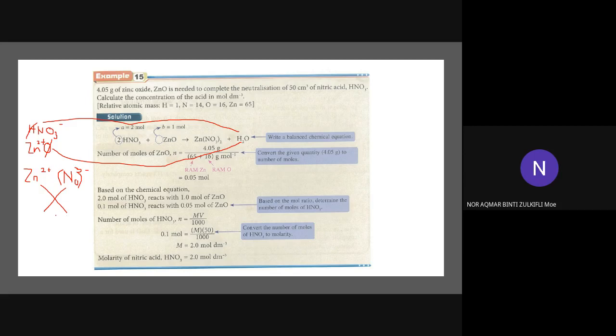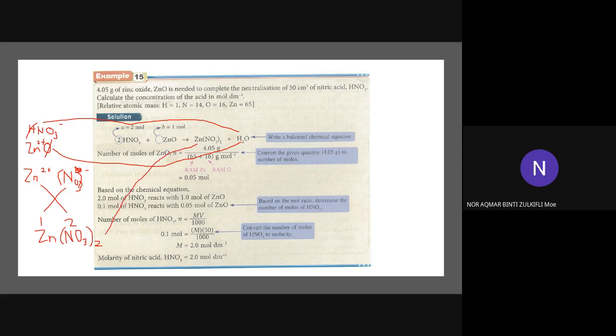Sorry, 3 here. So the charge here is 2. The charge here is 1. So the final equation for the salt is zinc NO3, 1 ion. Not confused, NO3 is together, you cannot separate it. So the 2 here is here. Zinc 1 and NO3 2. That's why you got the salt here.